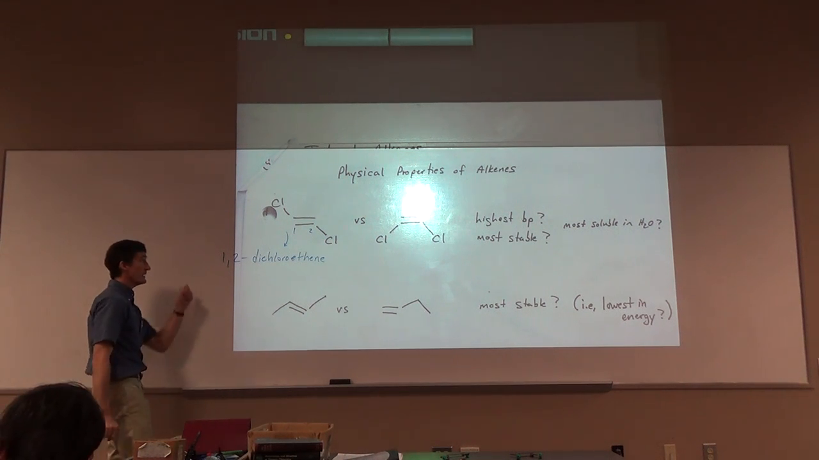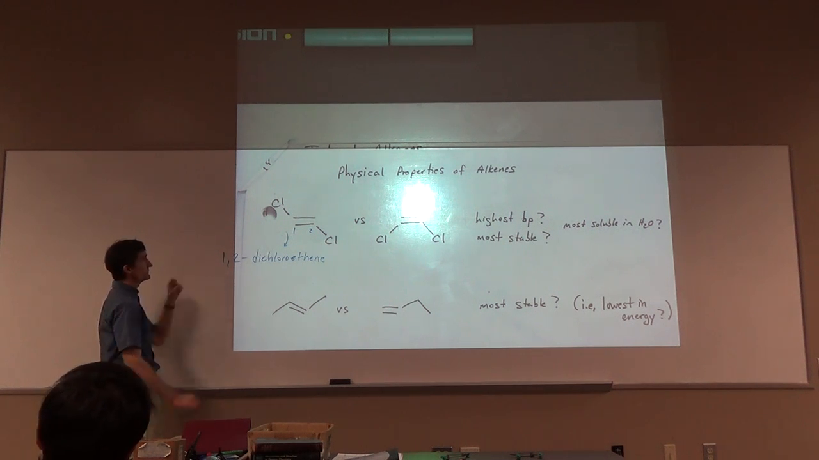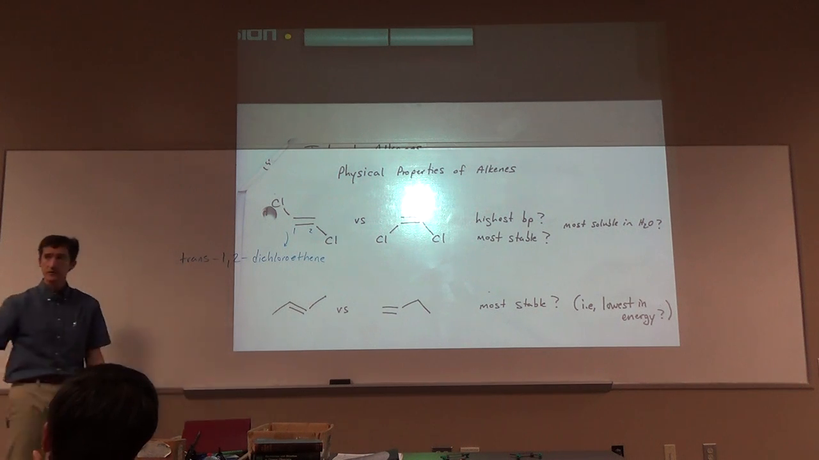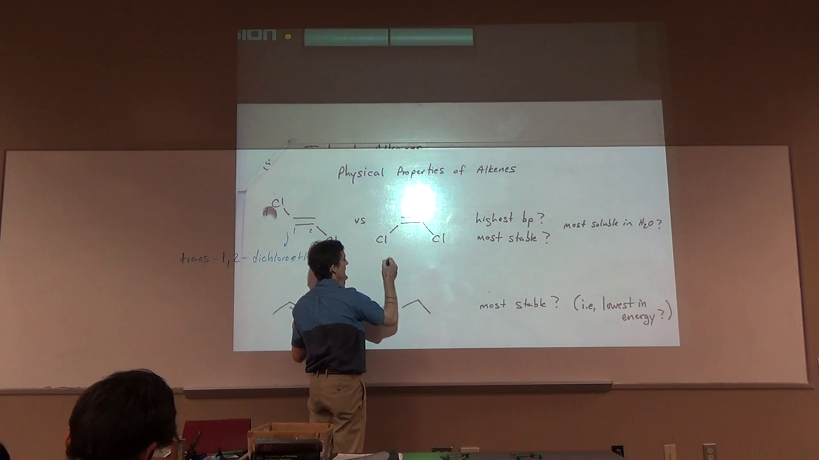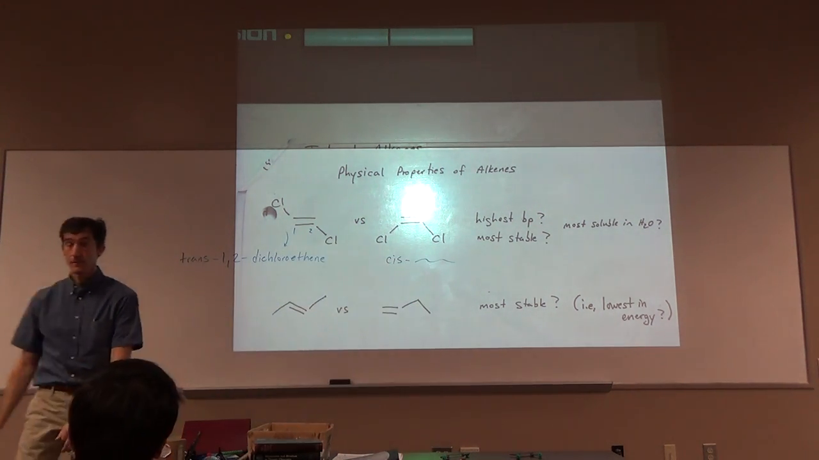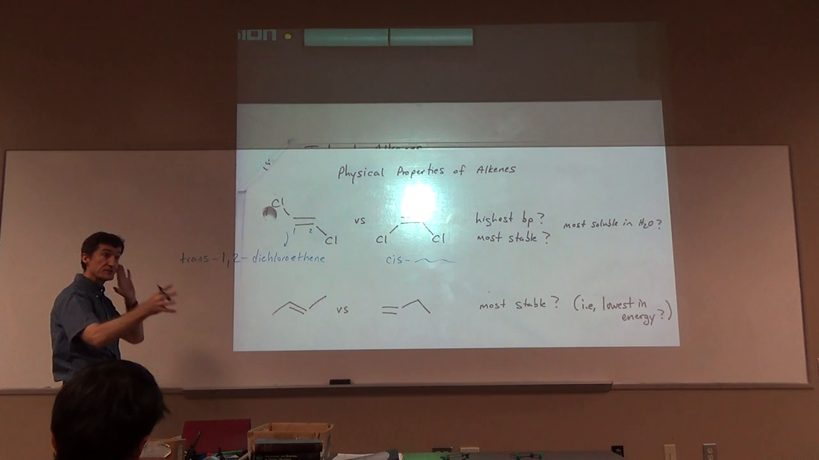They only differ by some type of descriptor in the front. What descriptor do you want to put in front of this one? Trans. That's a stereochemical descriptor. What do you want to put in front of this one? Cis. And then the same exact name. Stereoisomers have the same exact name except for some descriptor that describes the projection of the group.